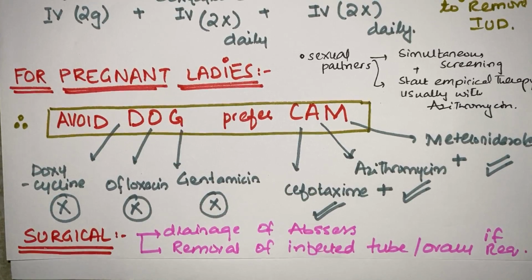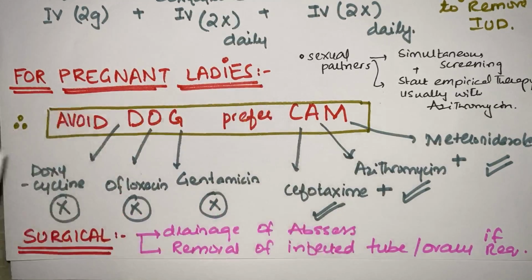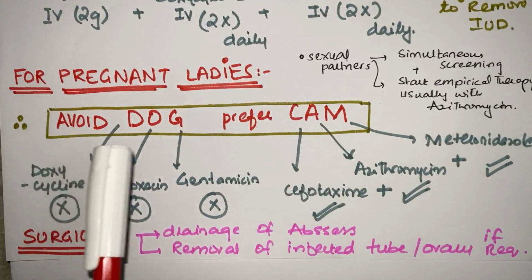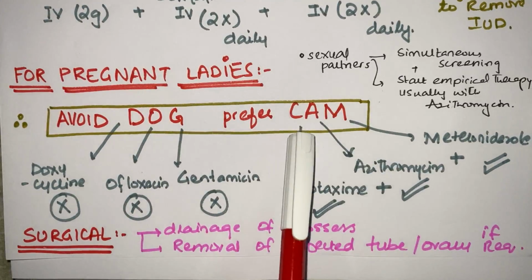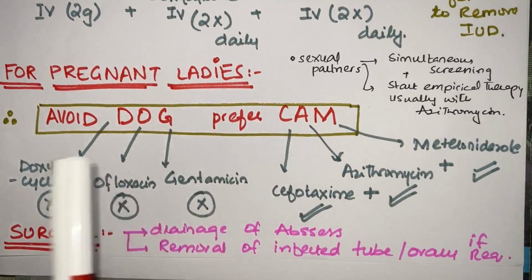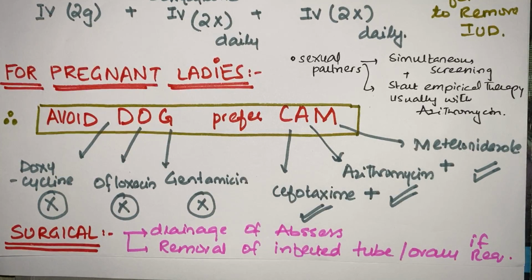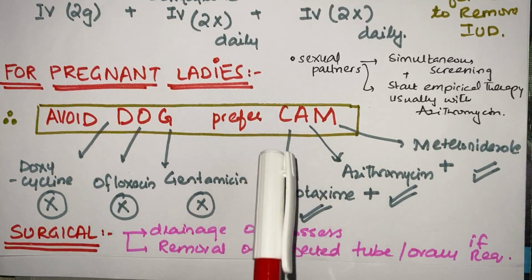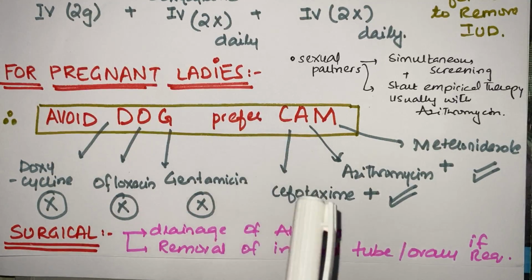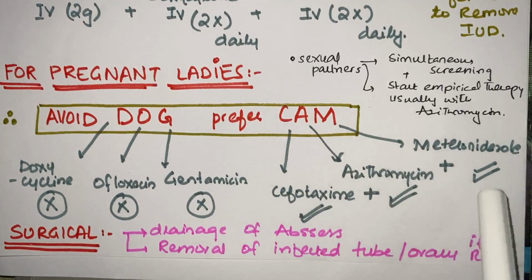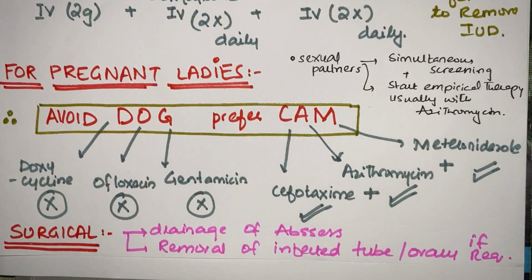Moving on, if the female is pregnant, we have to choose the drug regimen very carefully because many of the drugs are contraindicated. So for it I have made a very simple mnemonic: in pregnancy, avoid DOG and prefer CAM. DOG is doxycycline, ofloxacin and gentamicin. These three are contraindicated. I repeat, they are contraindicated in pregnancy. And CAM is ceftriaxone, not triaxone, cefotaxime plus azithromycin plus metronidazole. This is the preferred regimen for a pregnant lady.